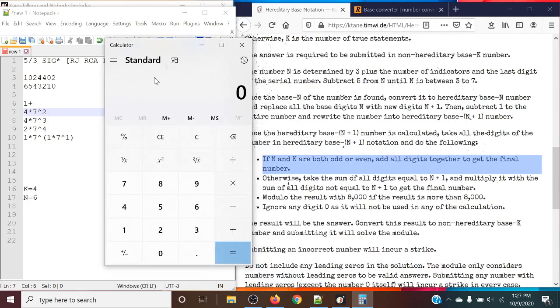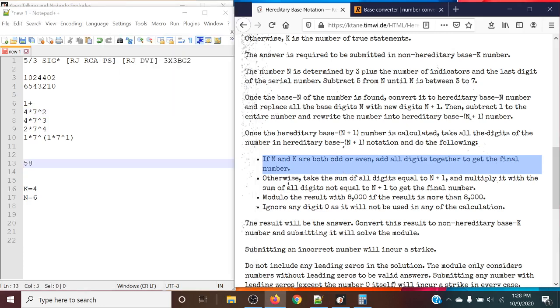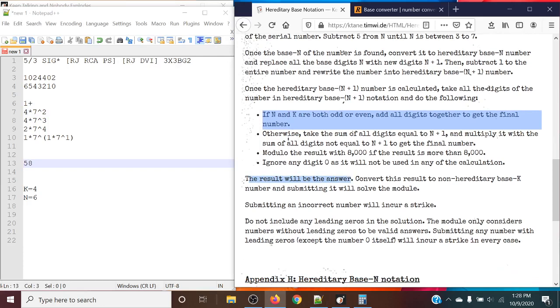It's really straightforward. So we do 1 plus 4 plus 7 plus 2 plus 4 plus 7 plus 3 plus 2 plus 7 plus 4 plus 1 plus 7 plus 1 plus 7 plus 1, giving us a total of 58. And this is all we need to do. This result will be the answer, and we will need to convert this result to the non-hereditary base k number, and submitting it will solve the module.